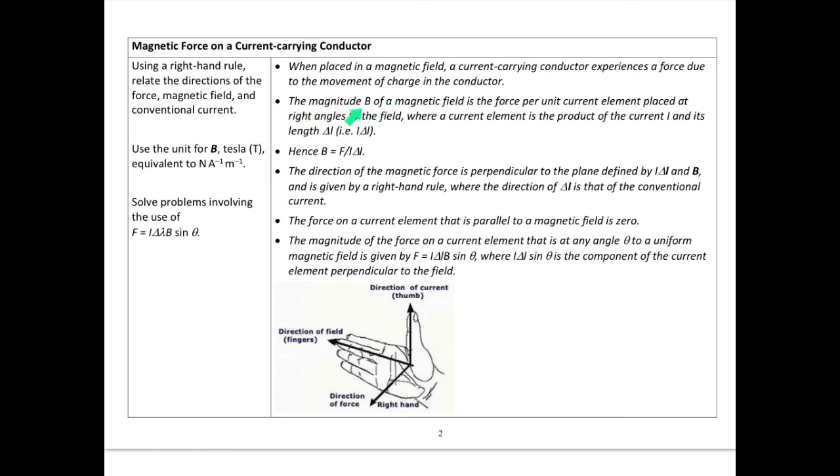The magnitude B, so B is what we use for magnetic field, is the force per unit current element placed at right angles to the field, where a current element is the product of the current and its length. So, in the same way that the electric field strength is equal to the force per unit charge, or the acceleration, which is the gravitational field strength, is equal to the force per unit mass, the magnetic field is defined as the force per this sort of weird thing, unit current element, which is basically the current times the length.